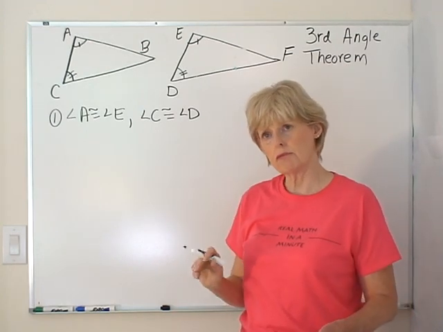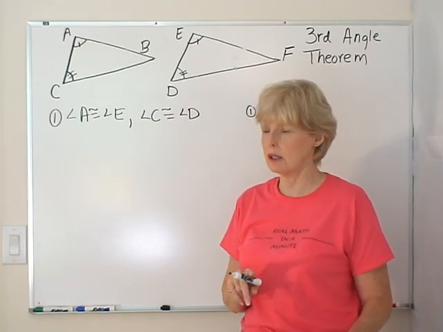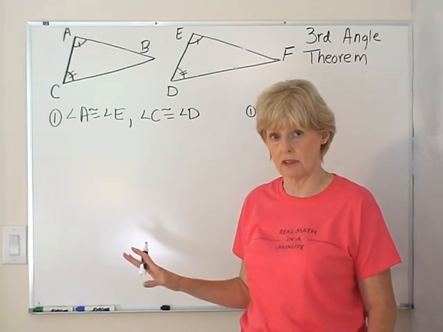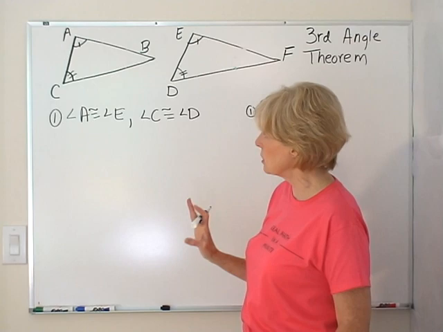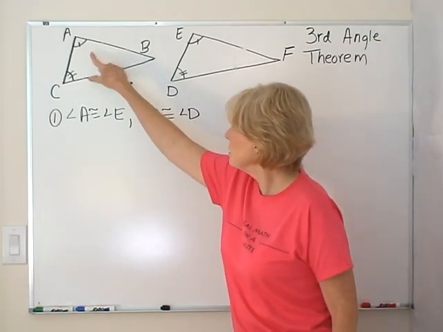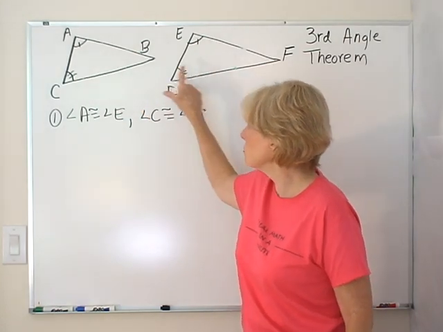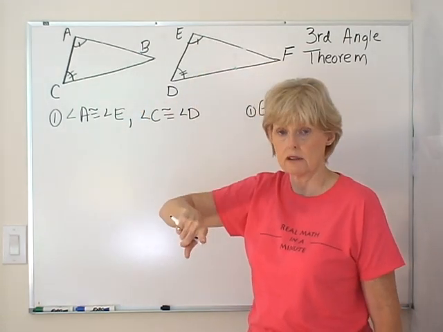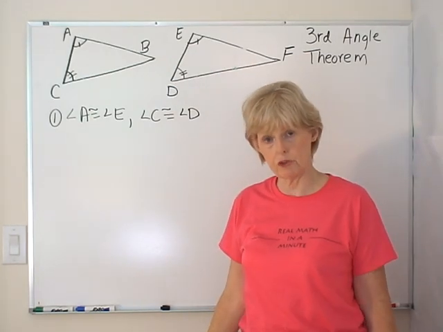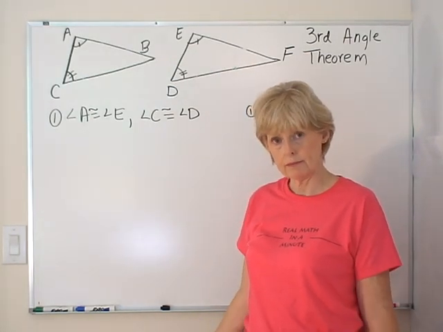Now I want you to think about this for a minute, and while you're thinking, I want you to just stop the tape, just pause it, and look at this and think about it. This is a question I want you to think about. This is the first one. If A is congruent to E and angle C is congruent to angle D, do you think that angle B would be congruent to angle F? Do you think that it would?